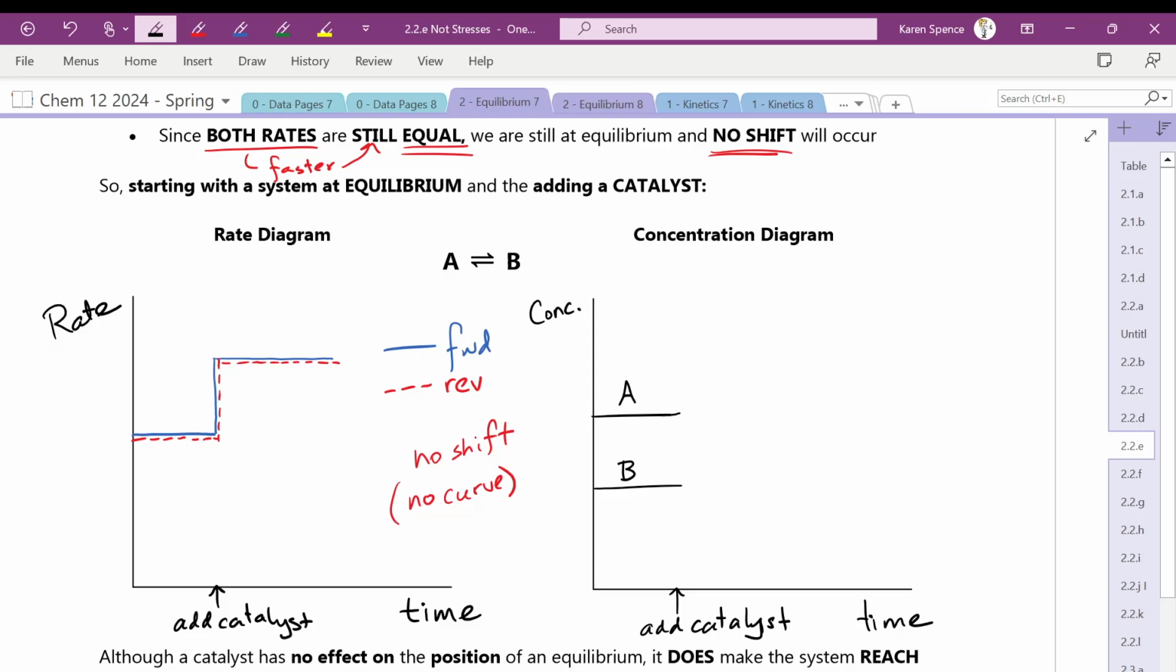Or is it a trick question? It's a trick question. Where's the spike? There's no spike. We've got A and B. They're still being swapped back and forth at the same rate, right? It's just that before it was like, woo, woo. Now it's like, woo, woo. But we're not changing the concentrations, so there is no spike. No shift.